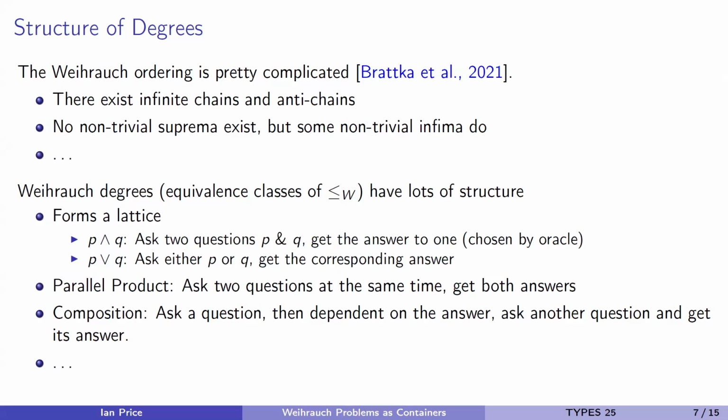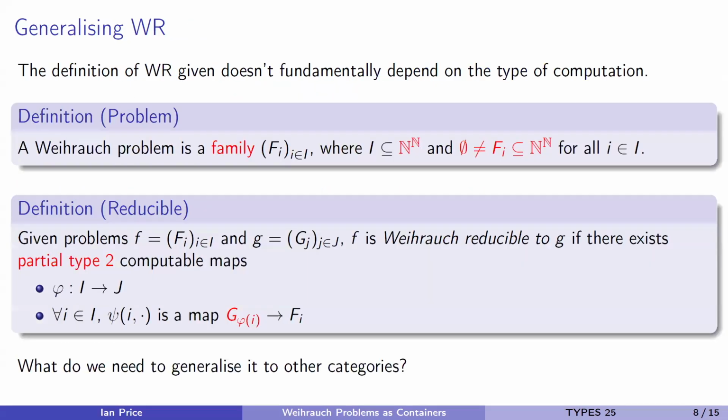And the really cool one is composition, which lets you cheat and ask multiple questions. And the way you encode this is just, instead of ask one question, you have a strategy for asking questions and get two answers back, or as many, or finitely many. So that is basically all you need to know about Weihrauch degrees. Then we're going to get to containers in a second.